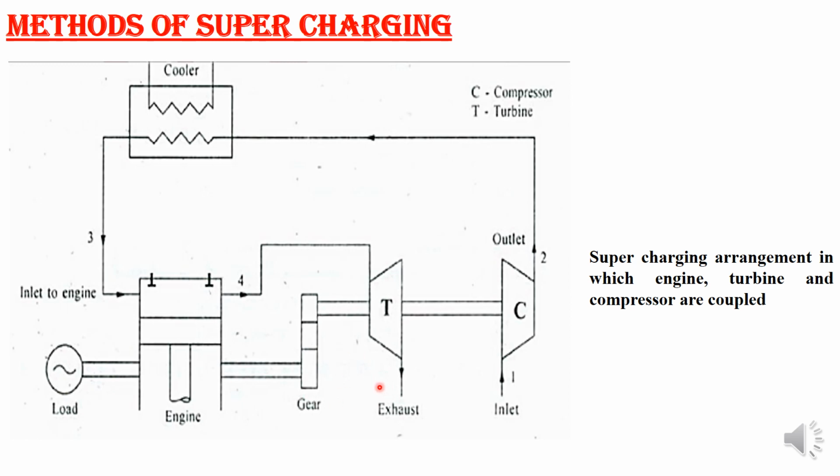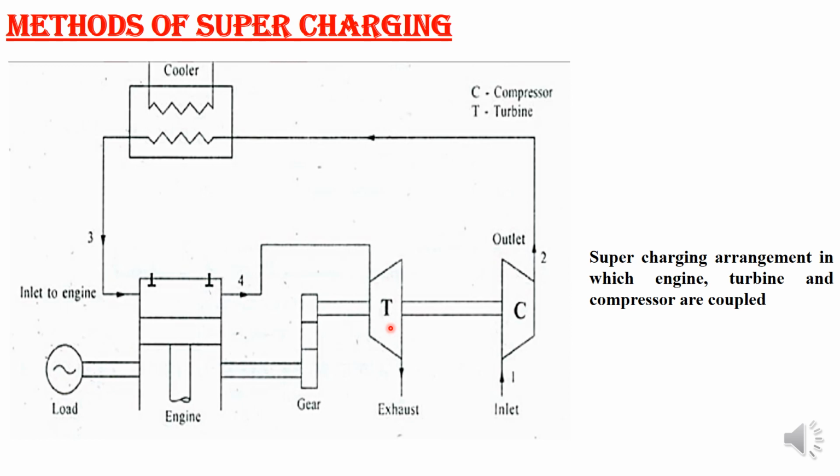If the output of the turbine is not sufficient to run the compressor, that means at the initial stage, at the lower speed, you don't have that much exhaust energy to run this turbine. So whenever this exhaust energy is not sufficient to run the compressor, we use this gearing mechanism, that is, from the engine we run the turbine and then the compressor. So some part of the engine power is used.